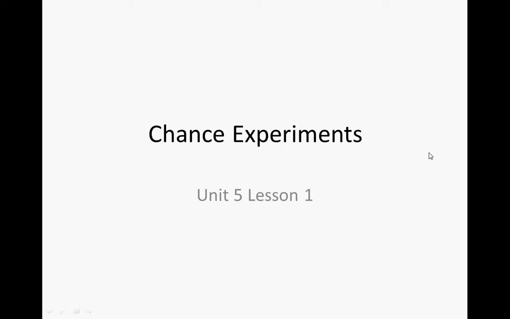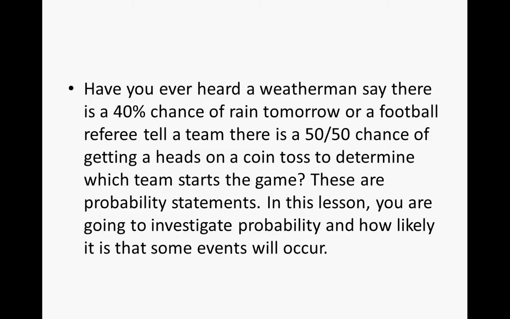Okay, here we are with Unit 5, Statistics and Probability, and here's our first lesson, Lesson 1 on Chance Experiments. So have you ever heard a weatherman say that there's a 40% chance of rain tomorrow, or a football referee tell a team that there's a 50-50 chance of getting a heads on a coin toss to determine which team starts the game? These are probability statements. In this lesson, you are going to investigate probability and how likely it is that some events will occur.